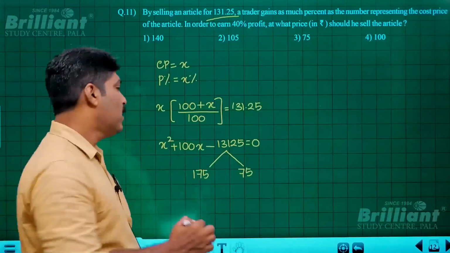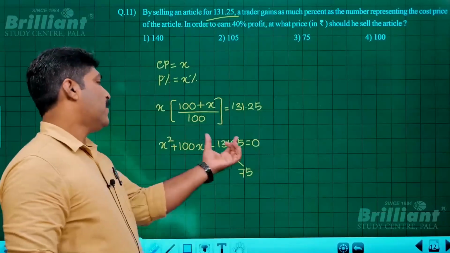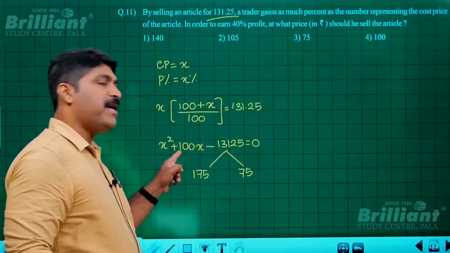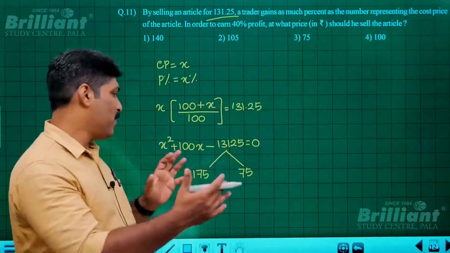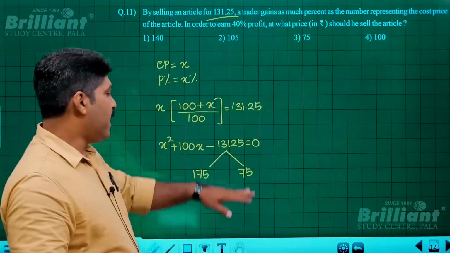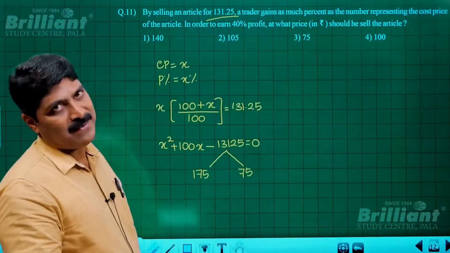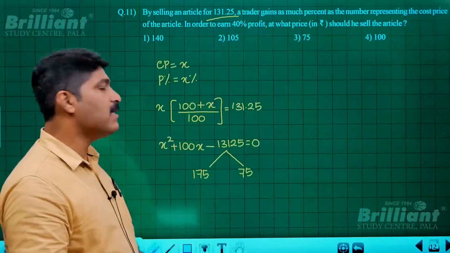What's the requirement here? While we are matching this negative sign, you have to understand the required factors, and the difference should be equal to 100. That means two numbers, their product will be equal to this value and the difference should be equal to 100. So we will get the values like this. I just give the direct method for finding the roots of a quadratic.